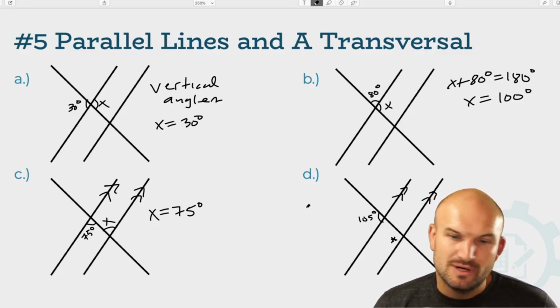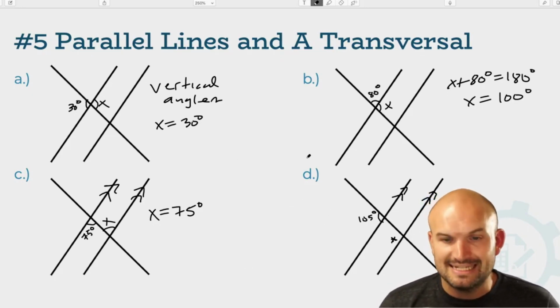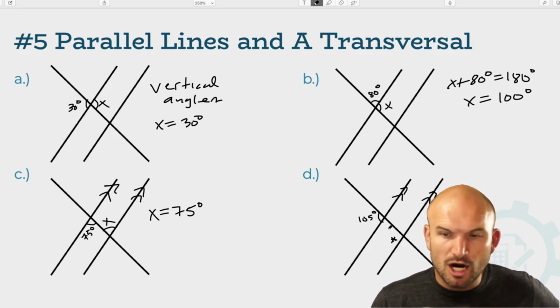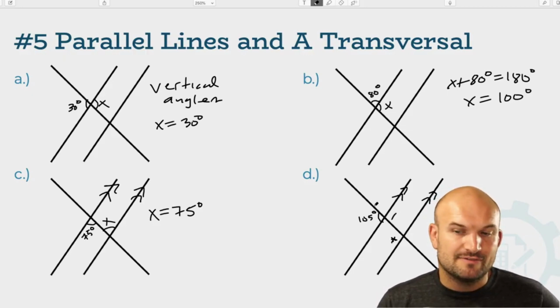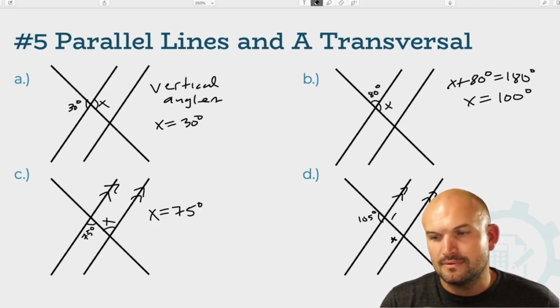And then the last one is our other congruent angles, which we call corresponding angles. Corresponding angles are angles that are on the same side of the transversal, right? Like both above or both below your parallel lines. So you can see how they're in the same position here. And these are going to be equal as well.